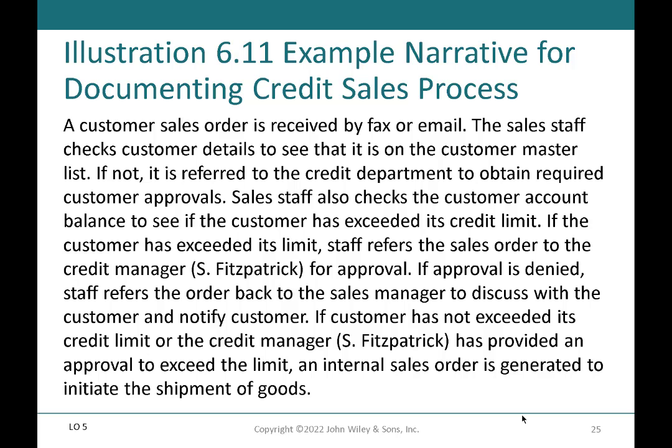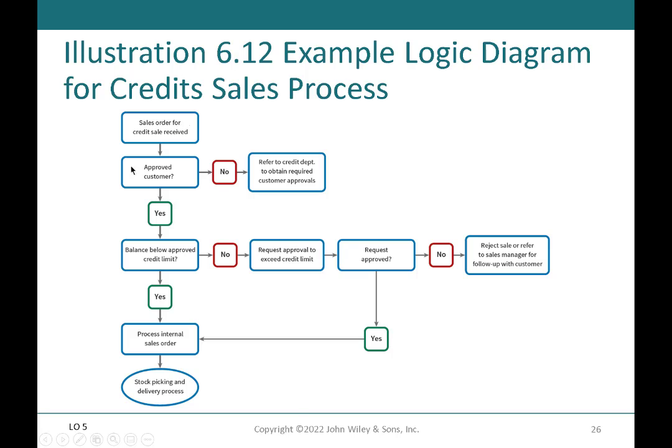So notice what we're seeing right here in narrative form. We could document it in a different way. We have the same kind of documentation here, the same process being documented, but in a logic diagram flowchart format. Notice it's starting with that first step: sales order has been received. Then we try to figure out, is this an approved customer? If not, we go and talk to the sales manager to see if we want this to be somebody that we're going to sell something to.